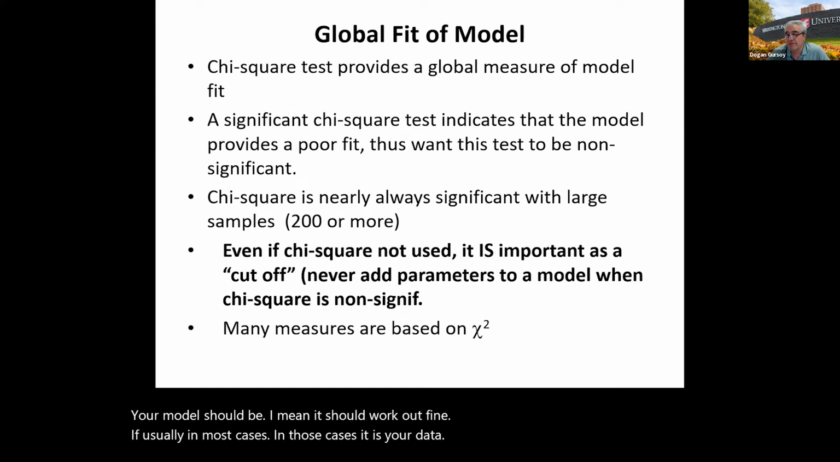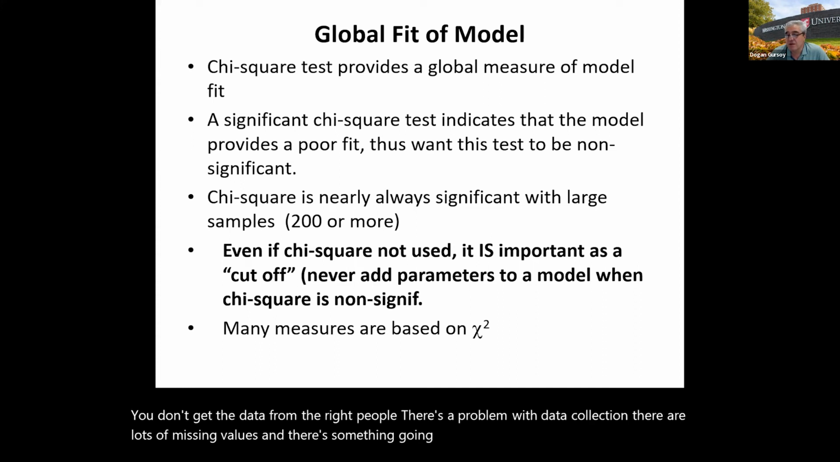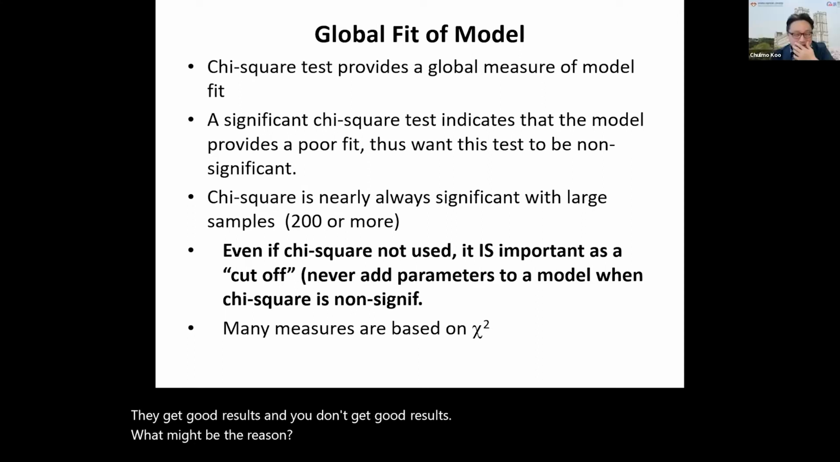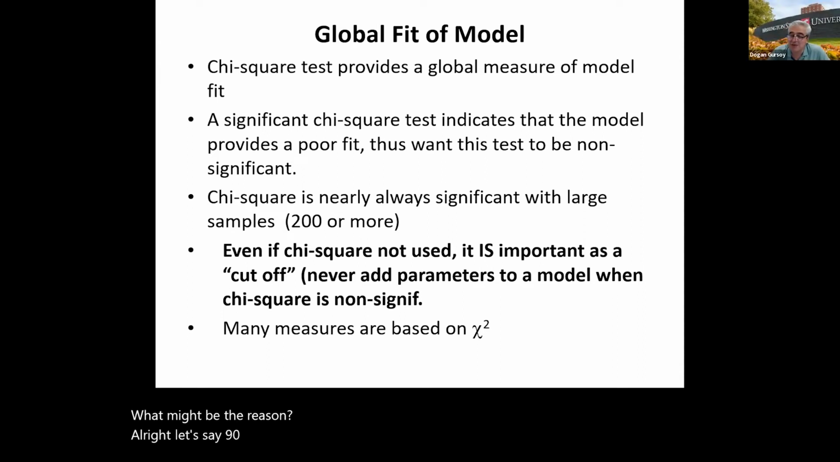You don't get the data from the right people. There's a problem with data collection. There are lots of missing values, and there is something going on. Because if 100 people test the same thing, they get good results, and you don't get good results, what might be the reason? Let's say 100 people tested, 90 people got good results, results that make sense, and then some people don't get results that make sense. Especially for established models, established theories.